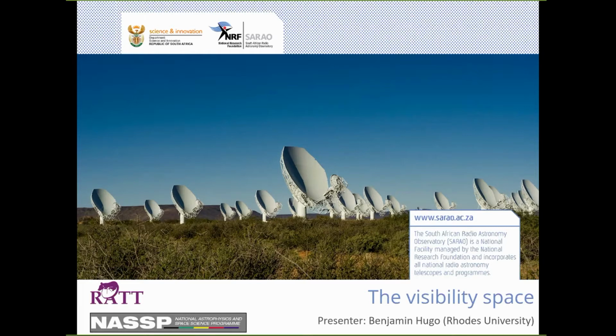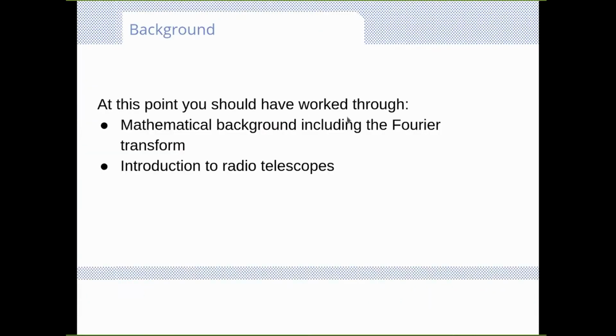At this point, what we have already covered is the mathematical section that includes the Fourier transform, which is going to be quite important because we're going to be using the properties of the Fourier transform to construct an interferometer. And what we've also covered already is the basic introduction to radio telescopes and especially the relationship between the aperture of the antenna and its far fields. We're going to be referring back to that in a bit.